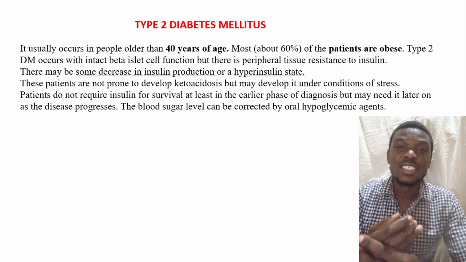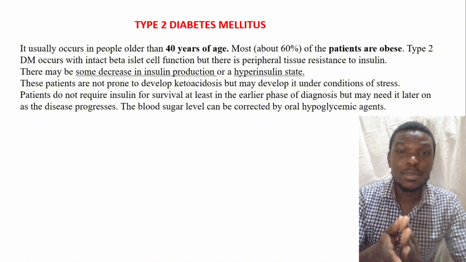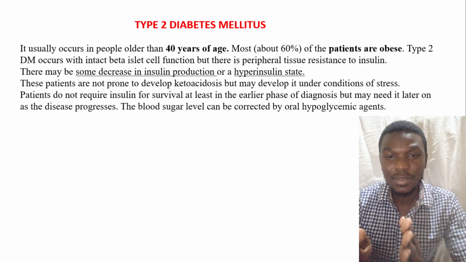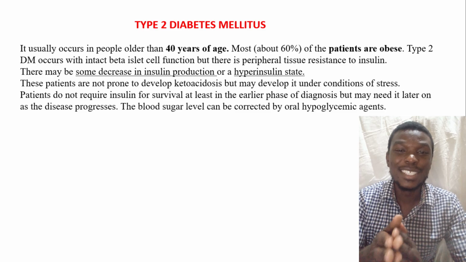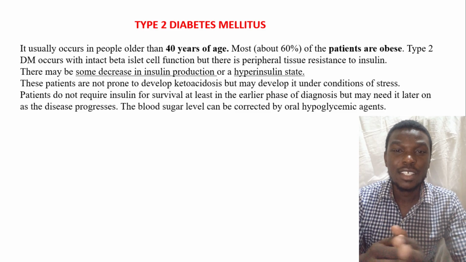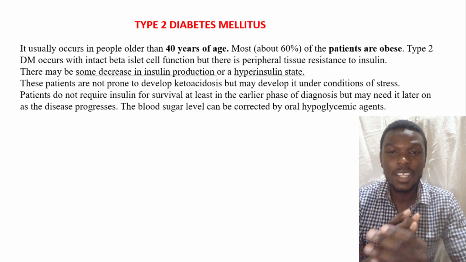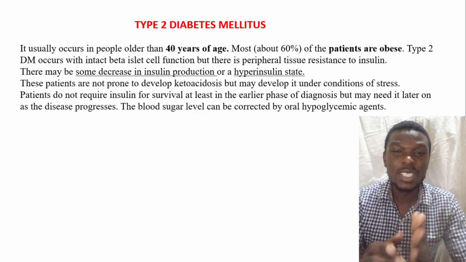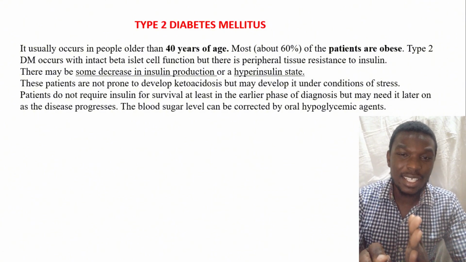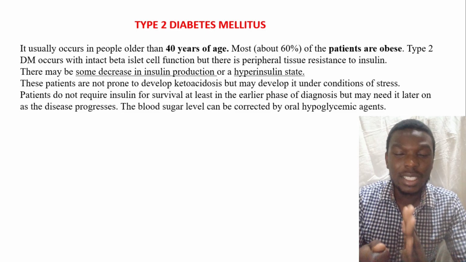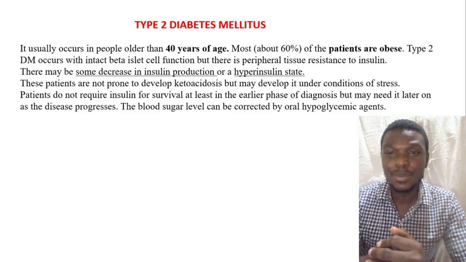So in these patients, they may progress from type 2 to type 1, to the point where now they need the insulin. But these ones can be treated with oral medications. But the type 1 patients, because they are lacking the key, you need to put in the key. So the type 1 will require insulin for their management.